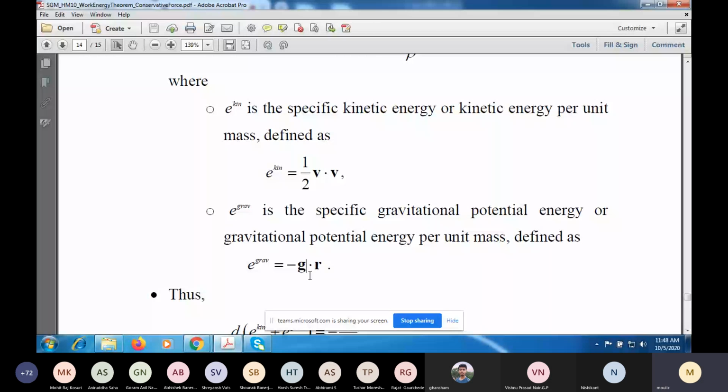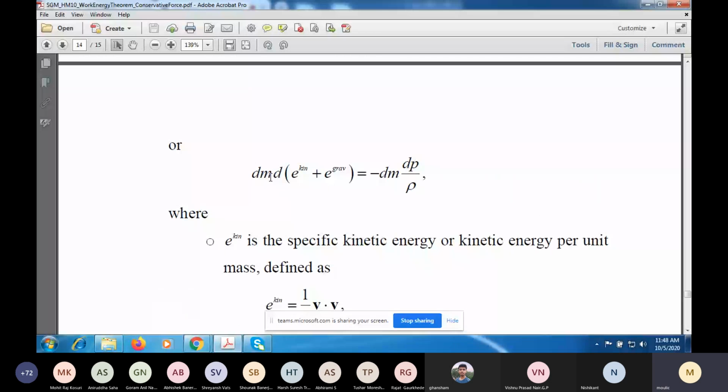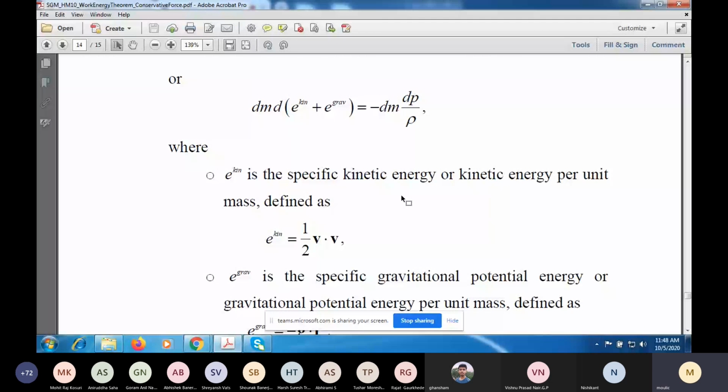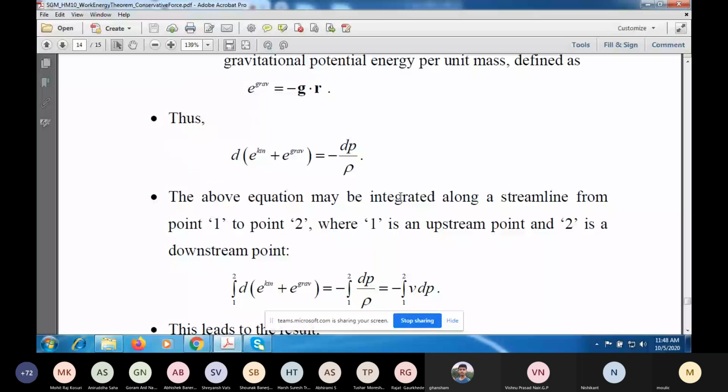Okay. So this equation then I can write in this way: dm times d of small e kinetic plus small e gravity equal to minus dm times dp by rho. Okay. Now suppose the particle moves from point 1 to point 2. Since the flow is steady, the path line of the particle will be identical to a streamline. So therefore 1 and 2 will be points on the same streamline. And let us say 1 is an upstream point at the previous instant of time, and 2 is a downstream point at a later instant of time.